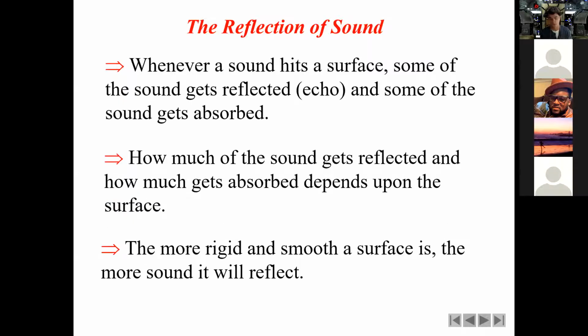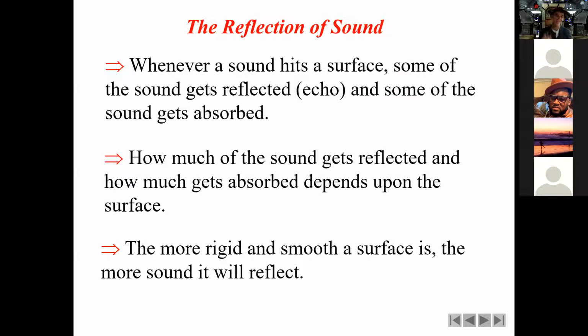Okay, let's talk a little about reflection. Remember when we were talking about standing waves, when a wave hits a boundary, there's a few different things that can happen. One, that wave can get reflected back. Two, that wave could get absorbed. And then three, some of it could get transmitted through. We'll talk about that in terms of light. But thinking about sound, when sound hits a surface, some of that sound is going to get bounced back. We call that reflection. Some of that sound can actually get absorbed.